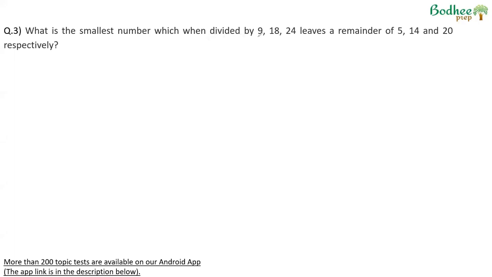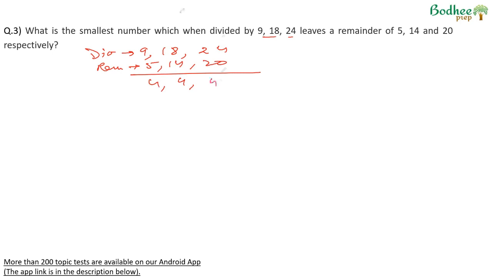What is the smallest number which when divided by 9, 18, 24 leaves remainders 5, 14, and 20? If you look at it, the difference is 4 in each case. And therefore, when the difference is the same, the smallest number is simply the LCM of 9, 18, and 24 minus the difference.